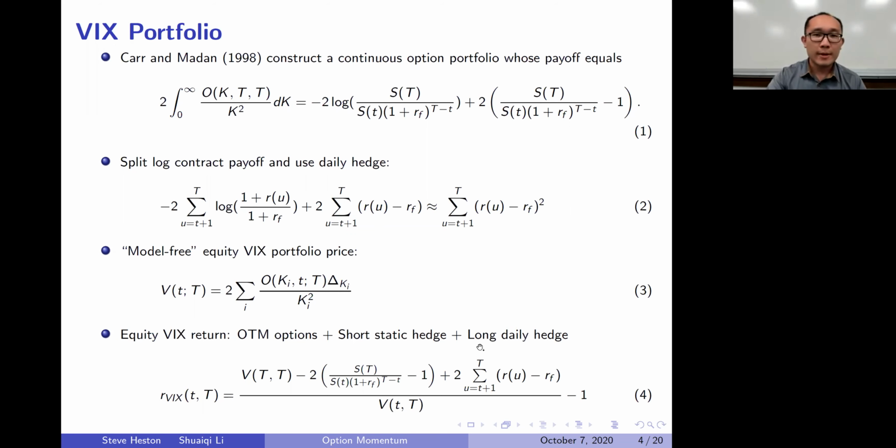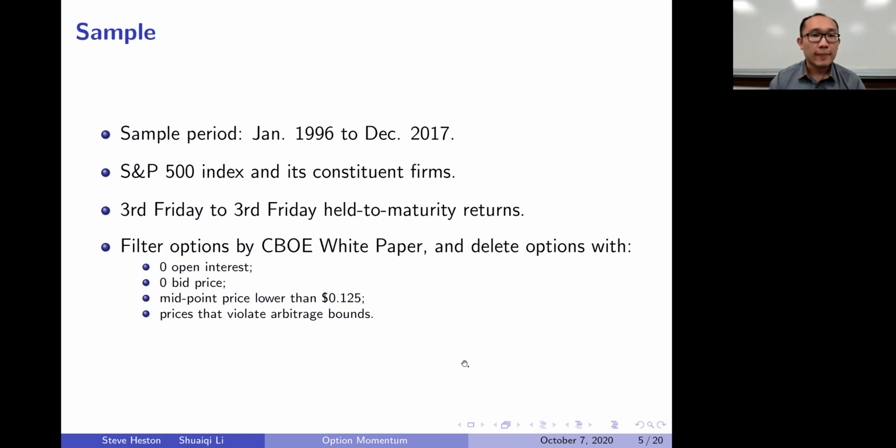For the sample, we use the OptionMetrics database from 1996 to 2017, and we compute the VIX return for the S&P 500 index and its constituent firms. The VIX portfolios are formed on the third Friday each month and held to the third Friday next month, which is when the monthly options expire.